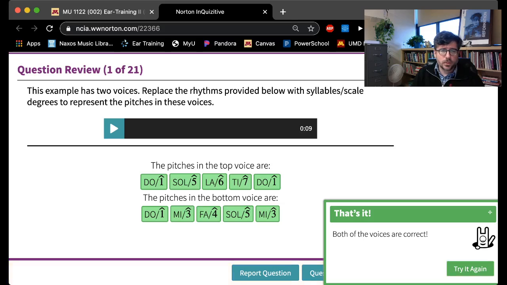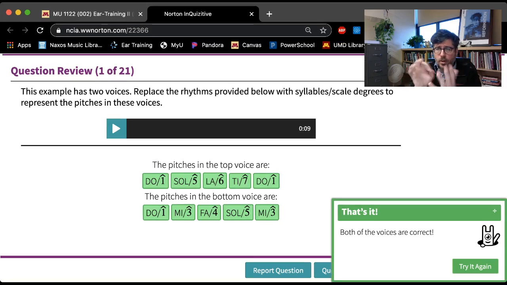So it says I was correct about that. Why is this important? Well, if I try to write it down, and I know what that solfege is, I can write it in any key that I want. If I'm in the key of C, do is the first pitch in the scale. For the bottom line, I'd write C, E, F, G, C. If I was in the key of D, D, F sharp, G, A, D. The solfege tells me where I am in the scale, no matter what scale I'm using. That's what's so important about it.